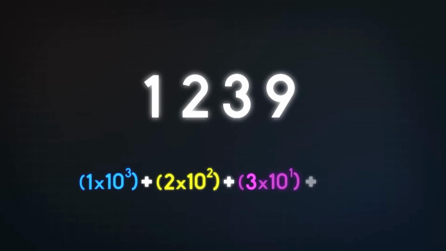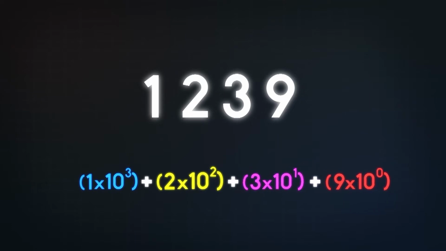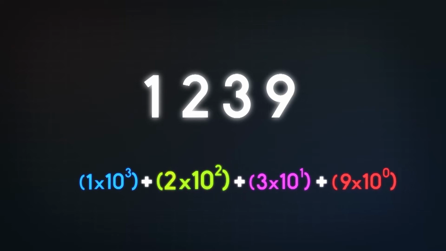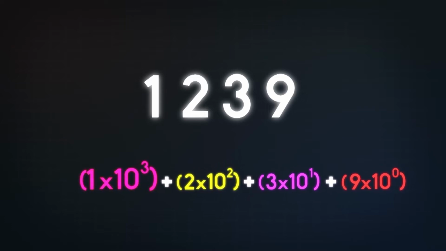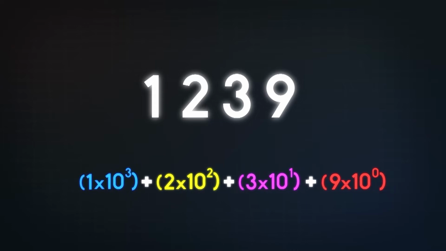For example, the number 1239 can be represented in its positional notation as 1 into 10 cube plus 2 into 10 square plus 3 into 10 raised to 1 plus 9 into 10 raised to 0. The positional value of the rightmost digit 9 is 10 raised to 0. The next digit 3 is 10 raised to 1. Positional value of 2 is 10 square and 1 is 10 cube. And that's why we say units place, tens place, hundreds place, thousands place, etc.